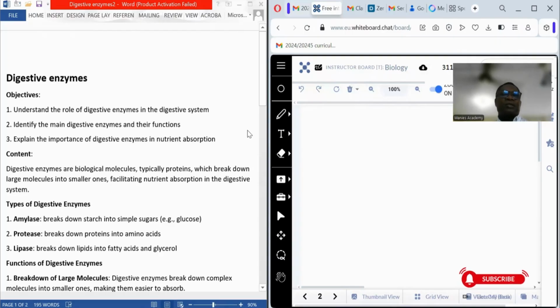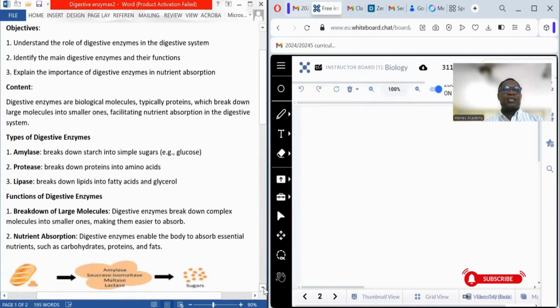In our biology class of today, we will be treating the topic digestive enzymes. At the end of this class, we will be able to understand the role of digestive enzymes in the digestive system. We'll be able to identify the main digestive enzymes and their functions, and explain the importance of digestive enzymes in nutrient absorption. Of course, digestion is simply put as a process where solid food substances in the body of living organisms are broken down to simpler forms which can be absorbed into the system.